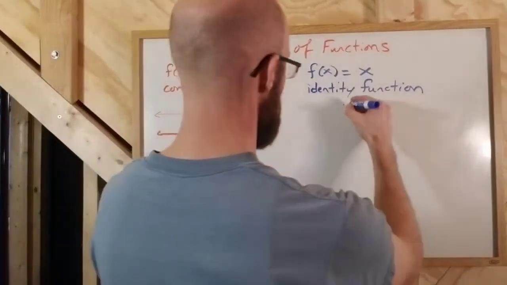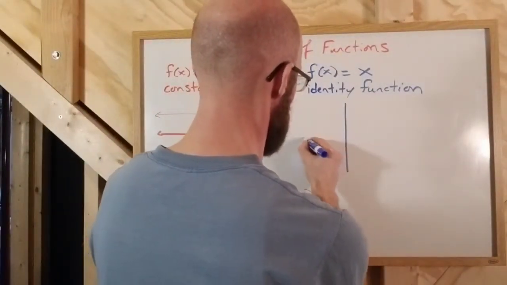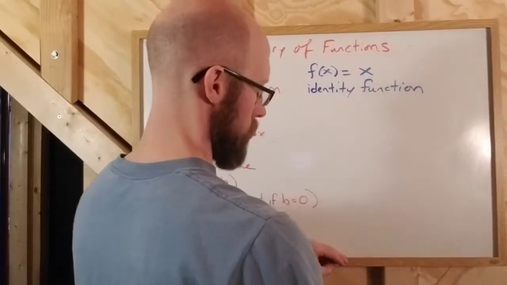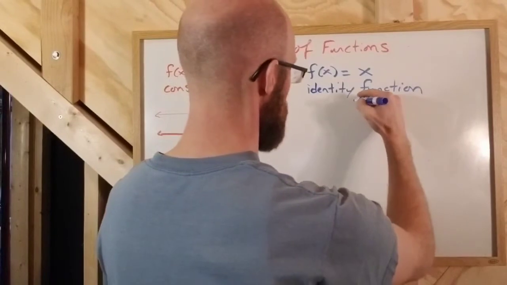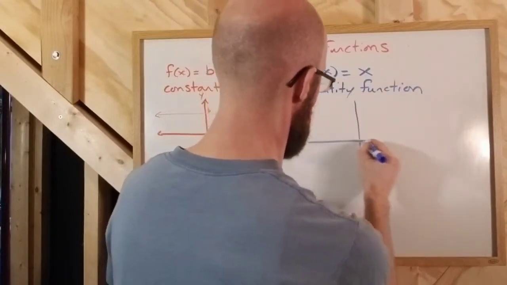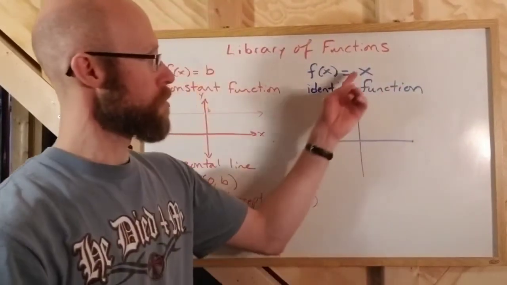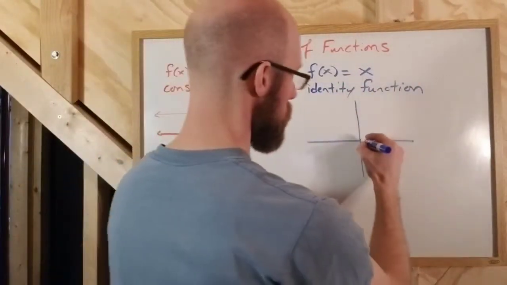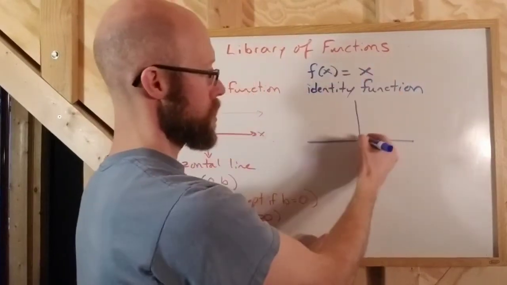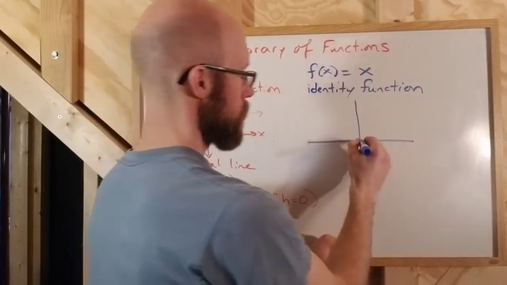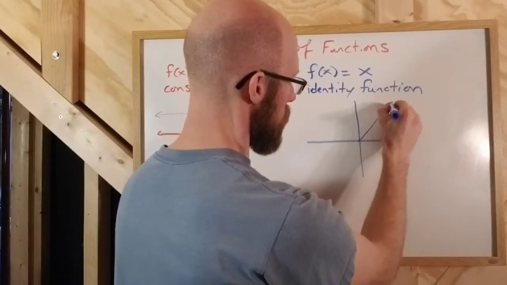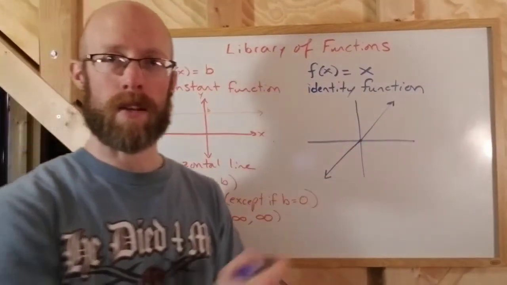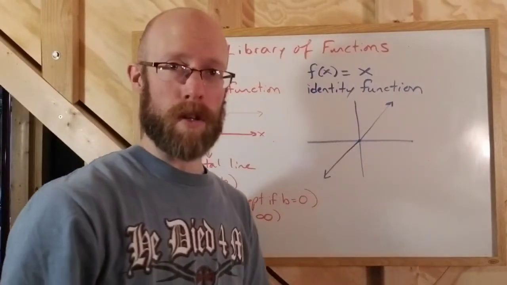And the graph of this thing, if you recall your slope-intercept form of a line, y equals mx plus b, this would be in slope-intercept form with a slope of 1 and a y-intercept of 0. And so it ends up going through the origin, because (0, 0) is on the graph, and it goes up at a 45-degree angle to the right and down to the left at a 45-degree angle. It goes up 1 over 1 if you think about a slope.